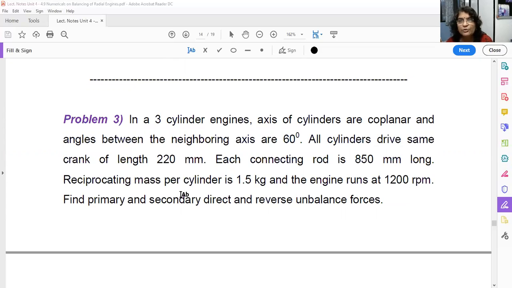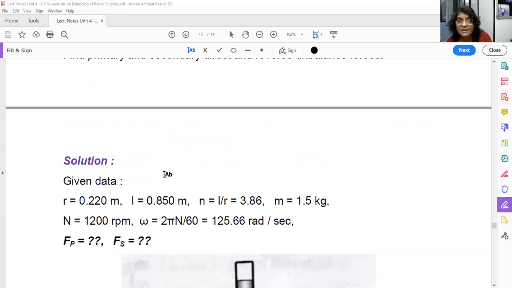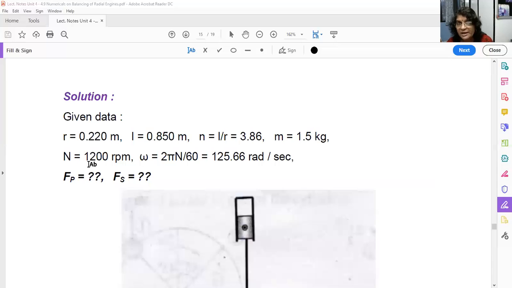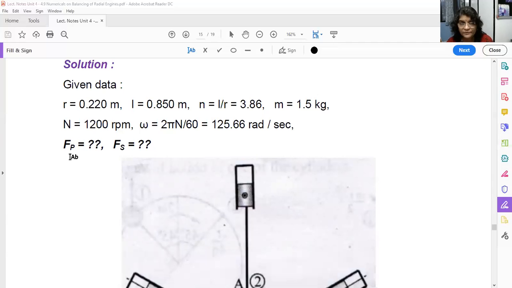By this time you are familiar with the procedure. So what is the given data? Radius of crank is 0.220 meter. Length of connecting rod is 850 mm. So n is 3.86, m is 1.5 kg, N is 1200 rpm. So omega is 125.66 radian per second. We have to find the primary unbalanced force and secondary unbalanced force.